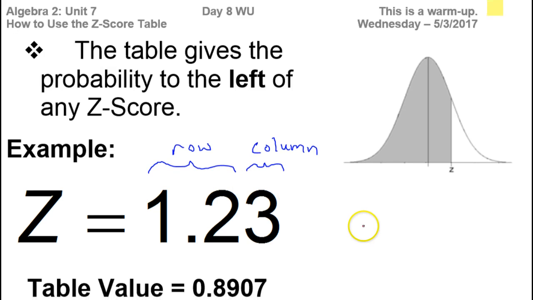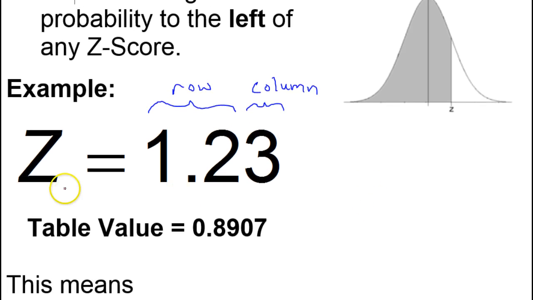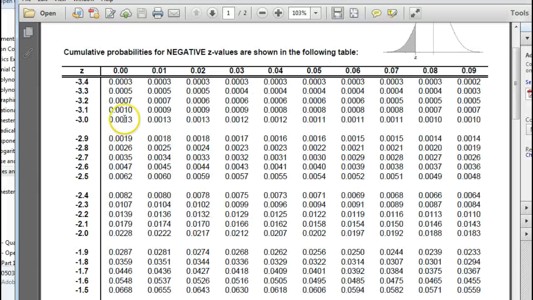So here's how it works. If I have a z-score of 1.23, you need to find that z-score down the left column of this chart.